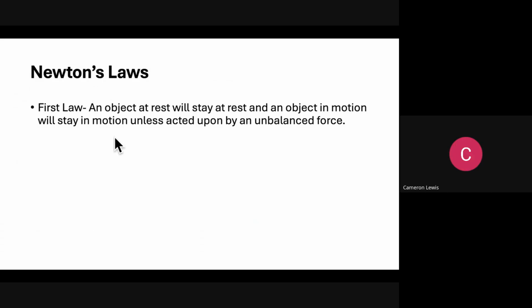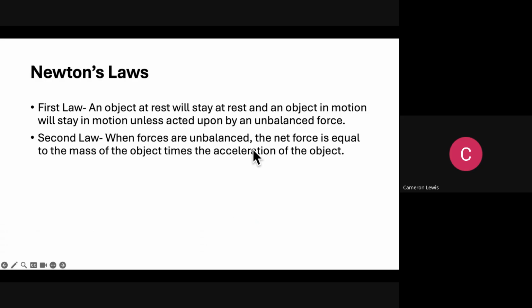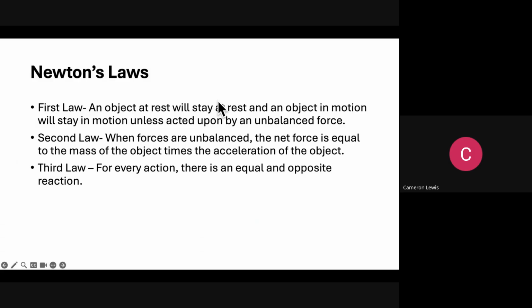So as a review, we have Newton's laws. The first one: an object at rest will stay at rest, and an object in motion will stay in motion, when acted upon by an unbalanced force. Newton's second law: when forces are imbalanced, force is equal to the mass of the object times the acceleration of the object. And the third law: for every action, there is an equal and opposite reaction.